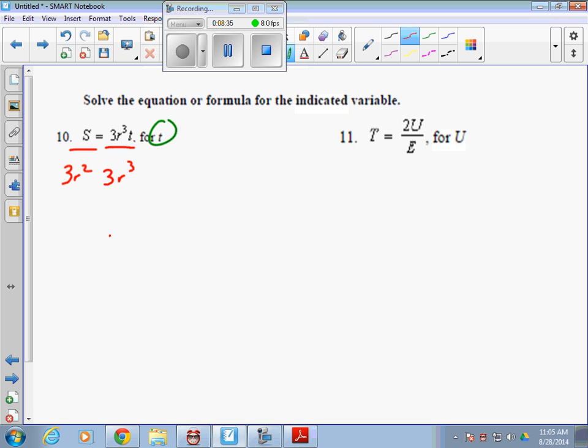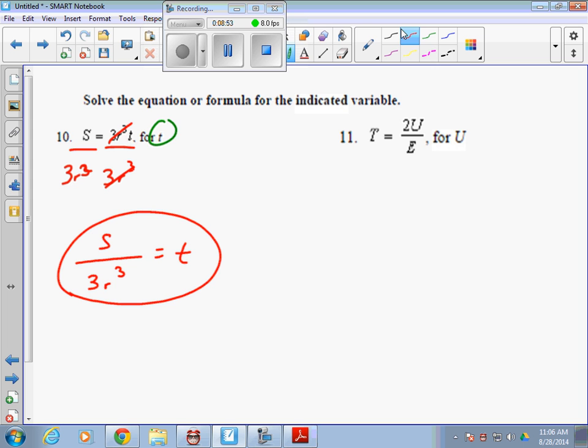So now what we have is s over 3r cubed equals, and all of this cancels out and leaves you with simply t. It said solve for t, and we got t by itself. It looked like an intimidating problem at first, but it's very simple.